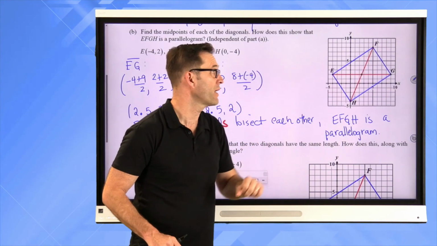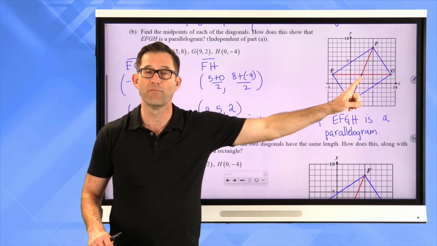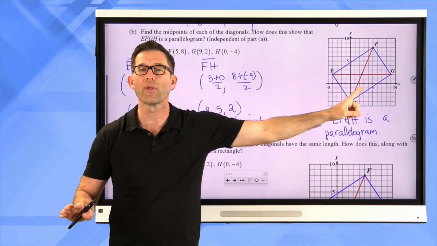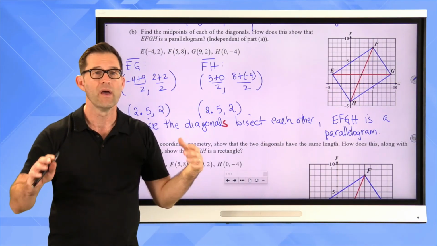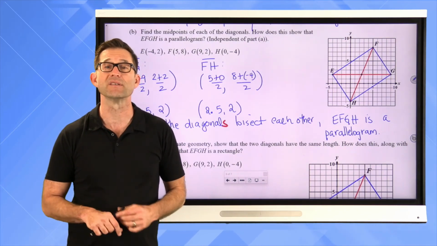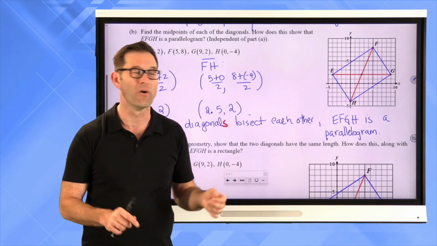And again, it's really quite kind of cool. You know, this idea that if we find the midpoint of both diagonals, and this is the easiest way in the coordinate plane to prove a figure is a parallelogram. Calculate the midpoint of both of the diagonals. If it's the same point, then you have a parallelogram, which is kind of cool.